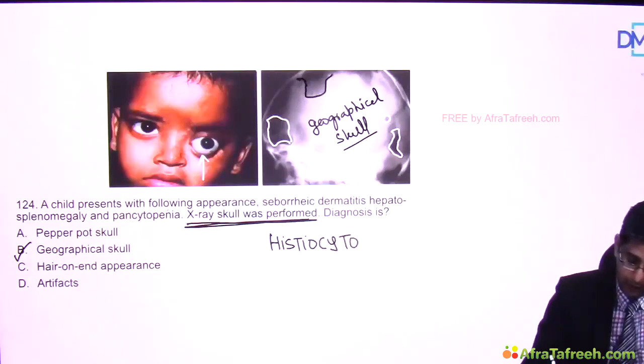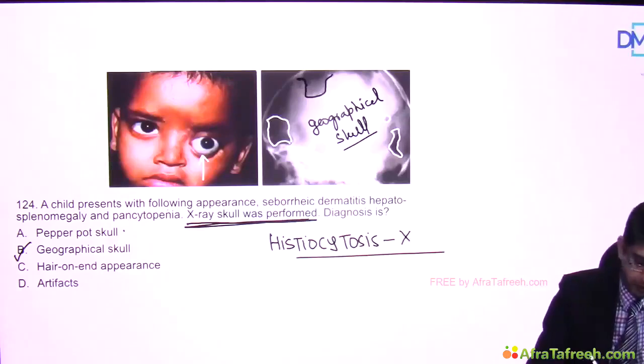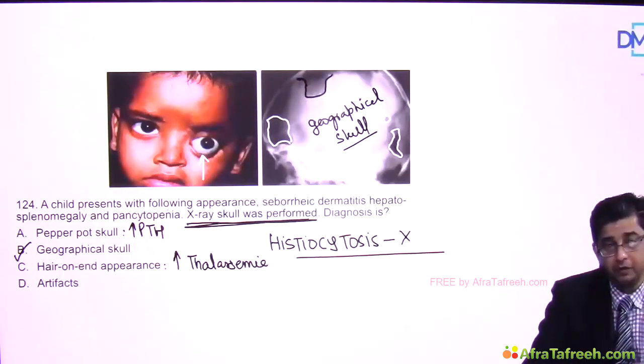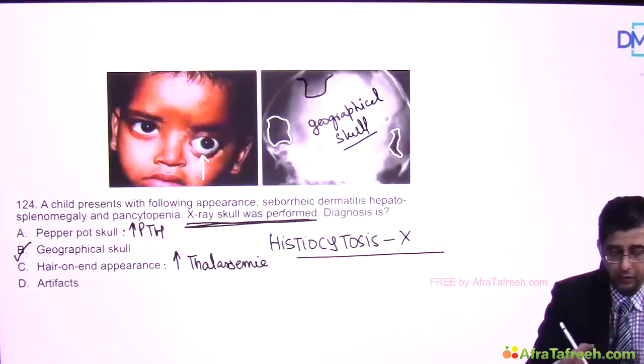Pepper pot skull is a feature that is seen with hyperparathyroidism. Hair on end appearance is thalassemia. And with such an extreme presentation in the patient with unilateral proptosis, seborrheic dermatitis, hepatosplenomegaly and pancytopenia, this is definitely not artifacts in the skull. So there is something sinister.